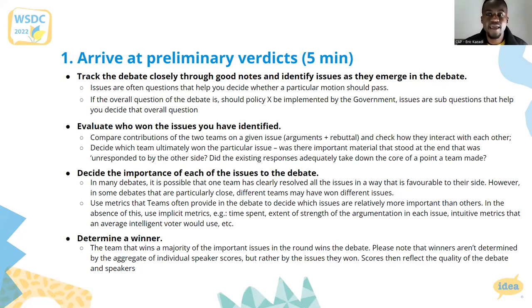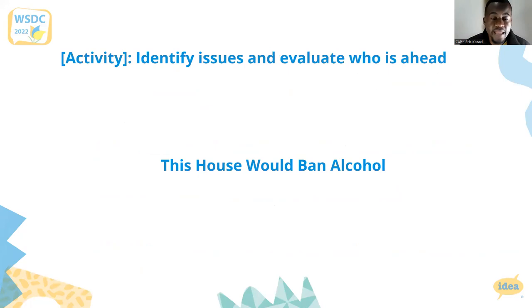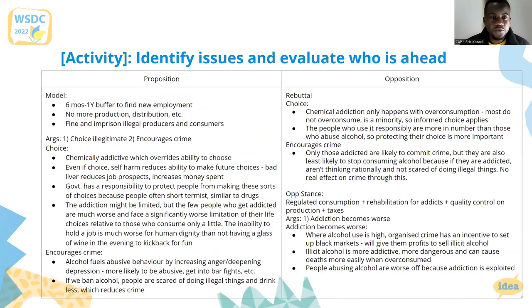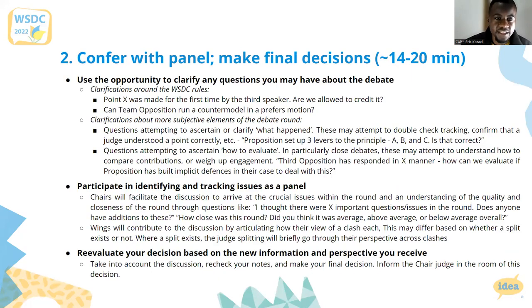And then you can justify why you would believe that either proposition or opposition is ahead at this particular juncture in the debate. And of course, track the evolution of these clashes. Okay. At this point, we'll then move back to the conferral judging system and the slides that Vashni has already shared, and we'll go through that.